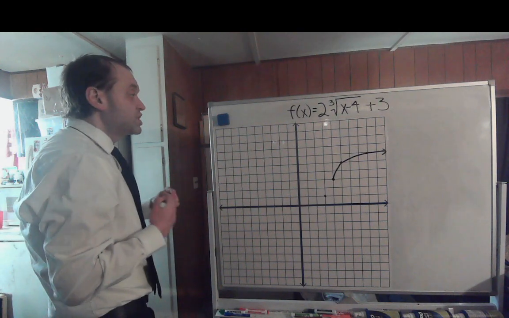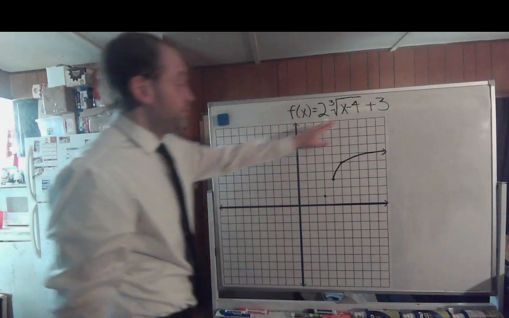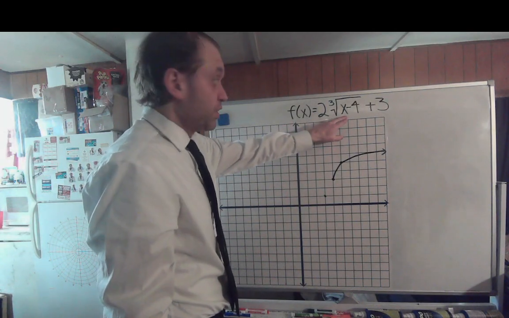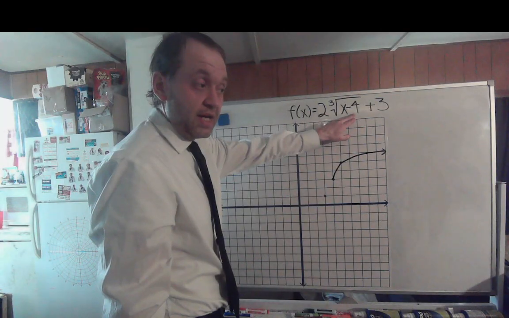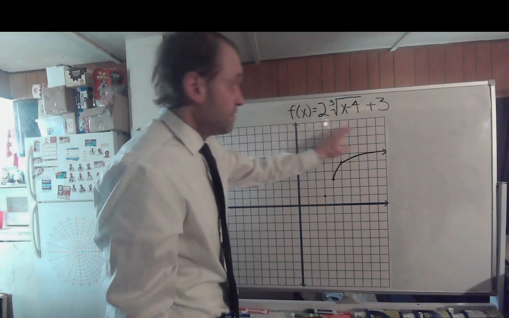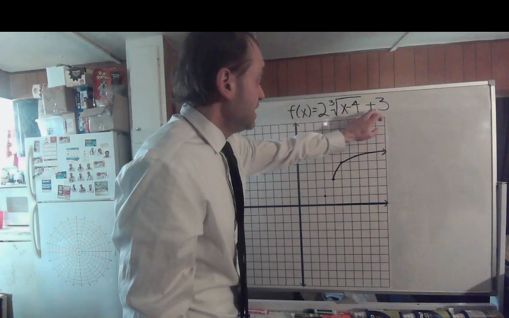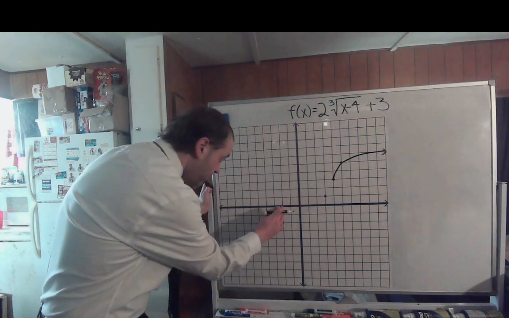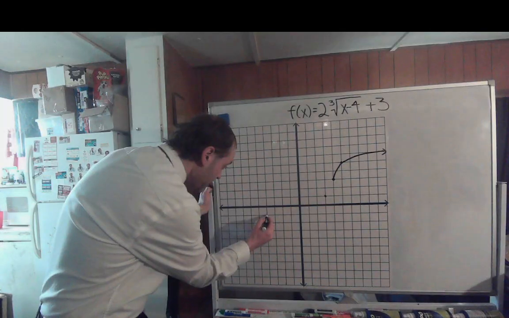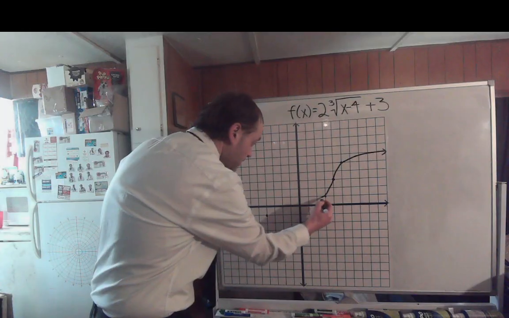And then let's go all the way to negative 4. When x is negative 4, you end up getting the cube root of negative 8, which is negative 2 times 2 is negative 4 plus 3. That's going to end up being negative 1. So at negative 4, you get the y coordinate negative 1. So let's go ahead now and draw this here.